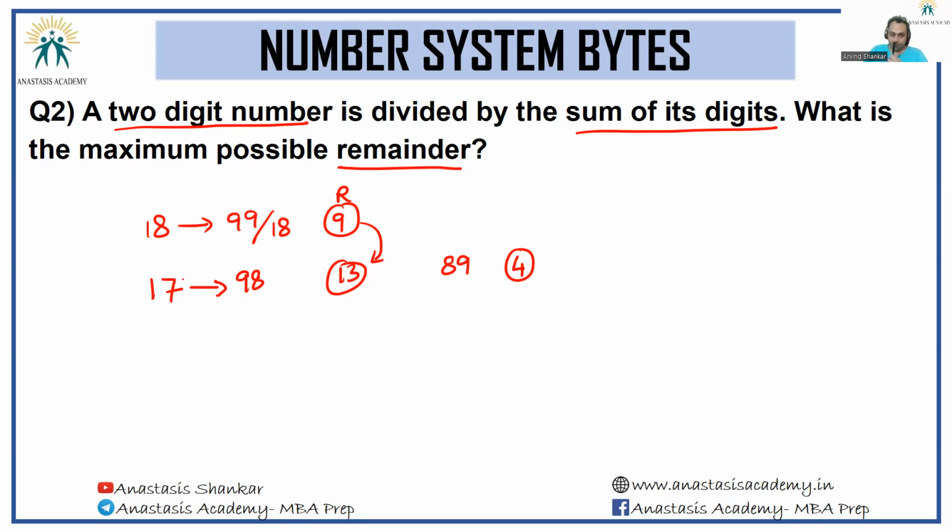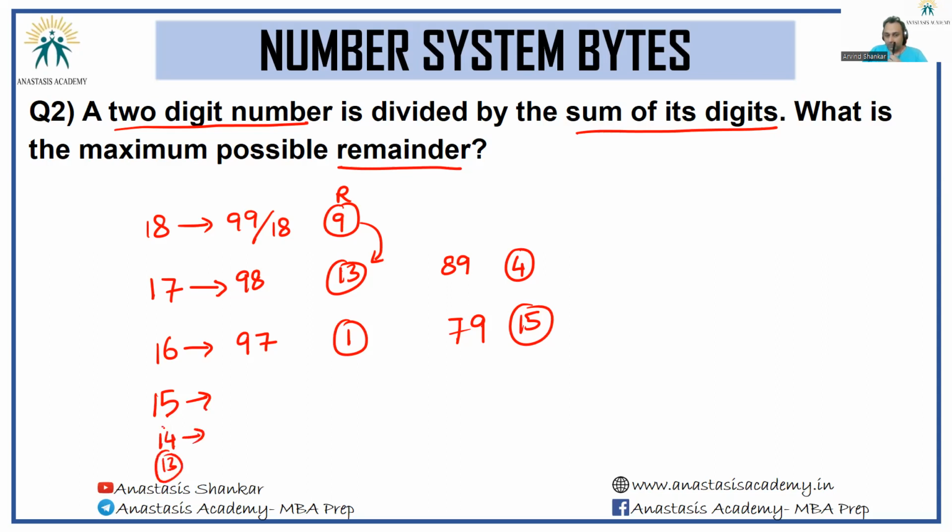I am happy. Now let me check with 16. So here it could be 97, which I divide by 16, I will get a remainder of 1. But if I divide 79 by 16, I get a remainder of 15. And at this time, I have to stop working, because after this, whatever divisor I take, 15 or 14 or 13, I know the remainder is going to be smaller than the divisor.